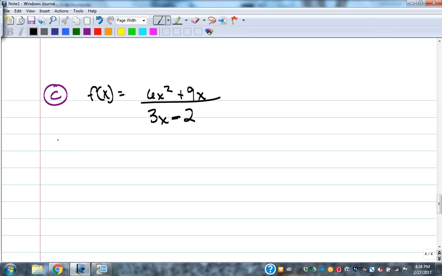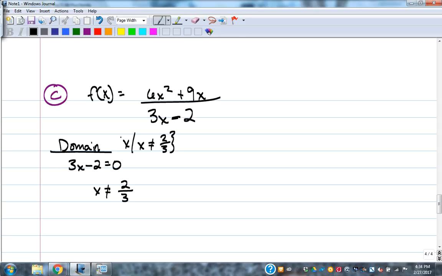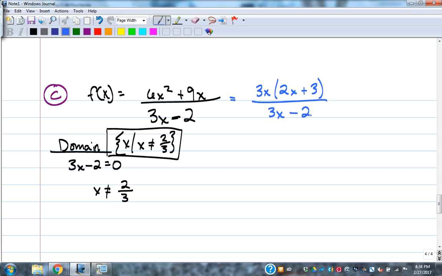Okay, so the first thing we want to do is domain. Not quite as much work to find domain on this one. We're setting the denominator equal to 0. X can't be 2/3. That's pretty easy. Domain. The next thing I want to look at is the factored form of numerator and denominator. Numerator will factor with the 3x as the GCF, and that would leave 2x plus 3. And then the bottom part has 3x minus 2.